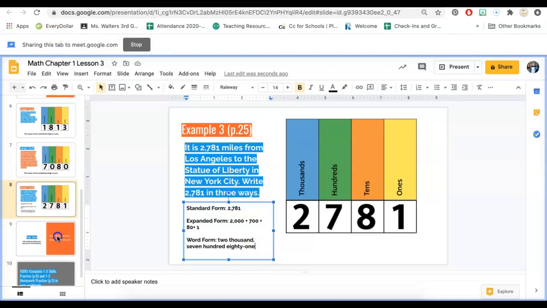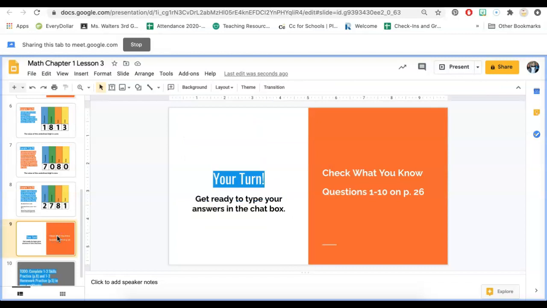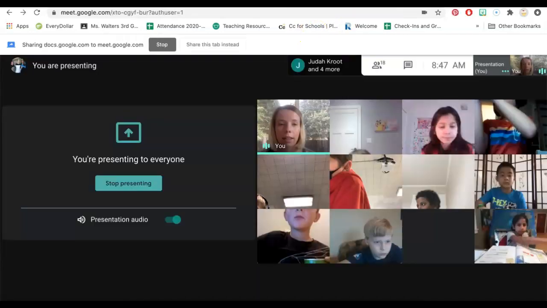Now I would like for you to take a look at page 26. You'll have to turn the page in your textbook. Ooh. And we'll look at questions 1 through 10 together on page 26. Get ready to type the answers in the chat box. So let's look at number 1. The number is 870. What is the value of the 8? What is the value of the 8 there?